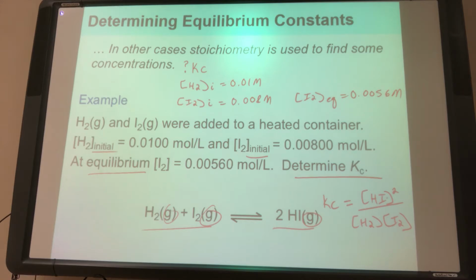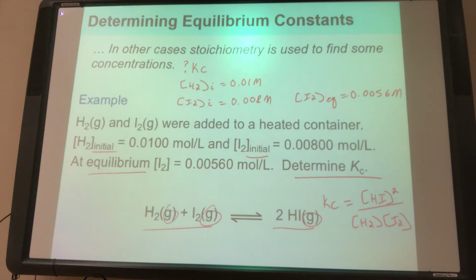So do I know anything about HI's concentration? Nope, I don't know anything about HI, period. Do I know H2? I know H2's initial. This number can't go here. The only numbers that could go in my Kc are equilibrium. In my Q's, it can be initials, but if it's the equilibrium constant, it has to be equilibrium concentrations. So this 0.01 can't go here. And do I know I2's equilibrium? Yeah, I know that number. So I only know one number, which means I'm going to have to find the other ones. And this is where an ICE table comes into play.